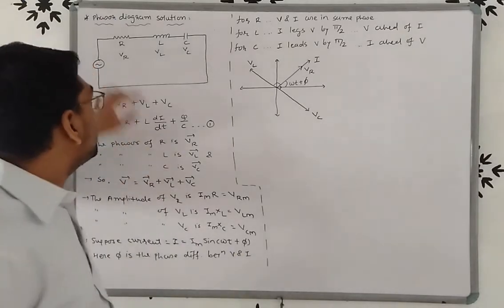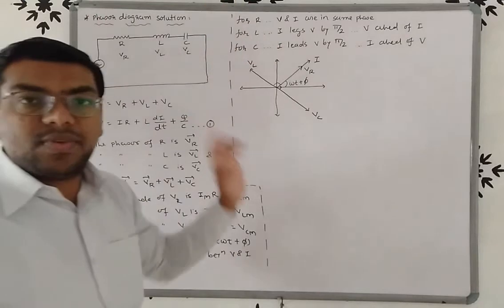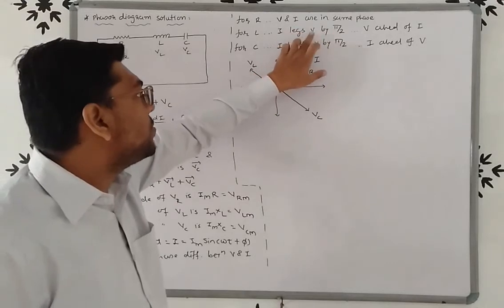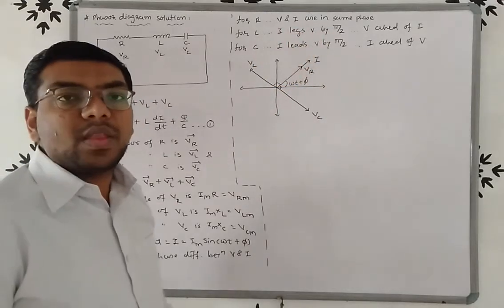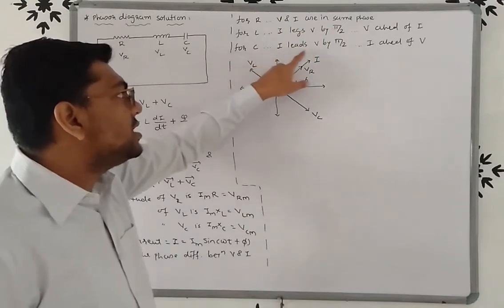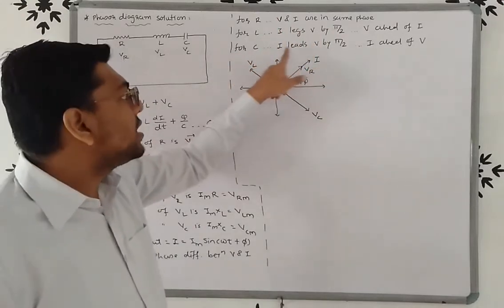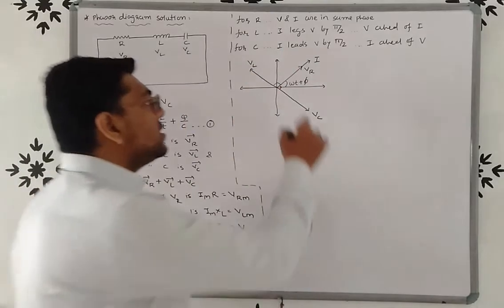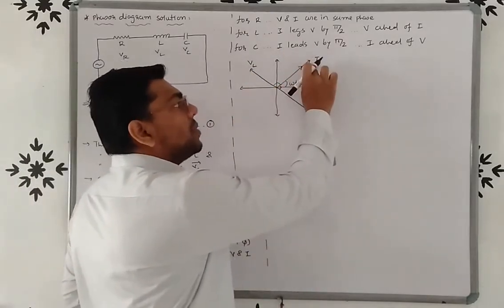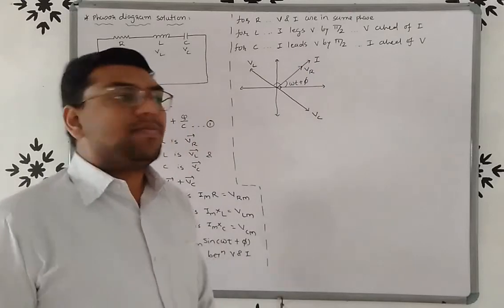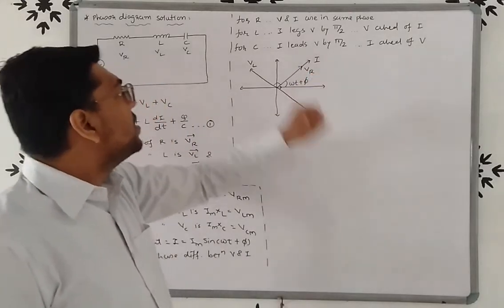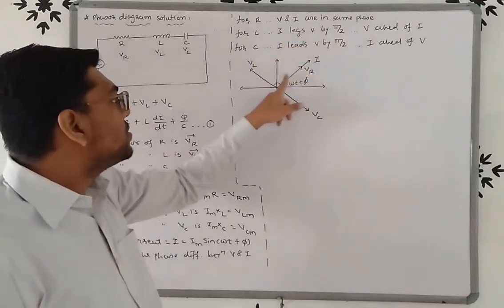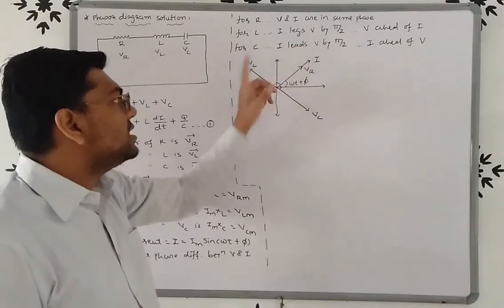Now friends, we already know that for resistor V and I are in same phase. For inductor, current lags voltage by pi by 2. So here we can say that voltage is ahead of current. And for capacitor, current leads voltage by pi by 2. So here current leads, so current is ahead of voltage, right? So this is the phasor. Once again, this is the phasor of current. But here for resistor, V and I are in same phase. So VR and I are in same phase. For inductor, current lags voltage, right? So voltage is ahead of current. So VL is ahead of current I, you can see in this figure.